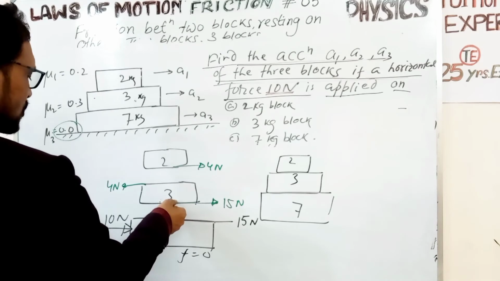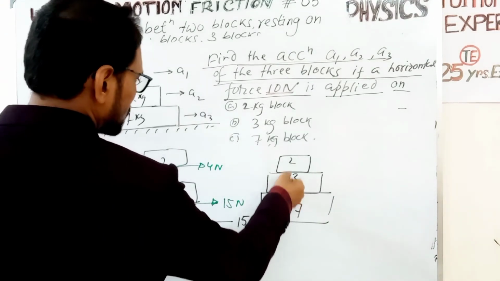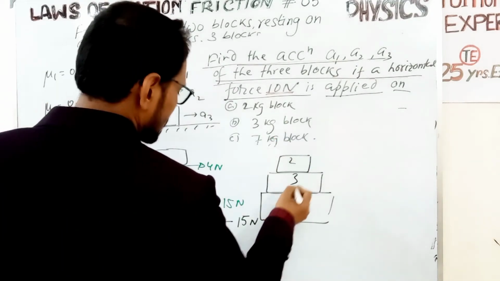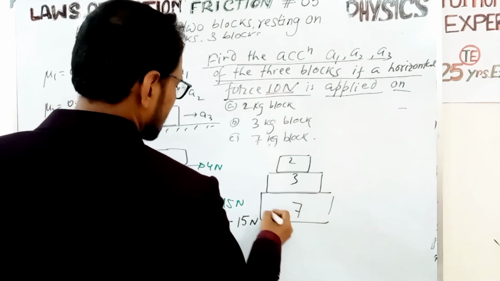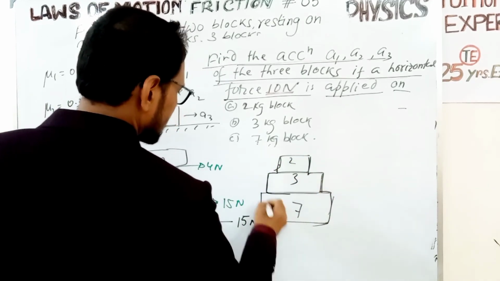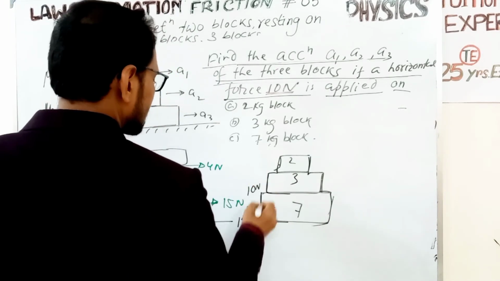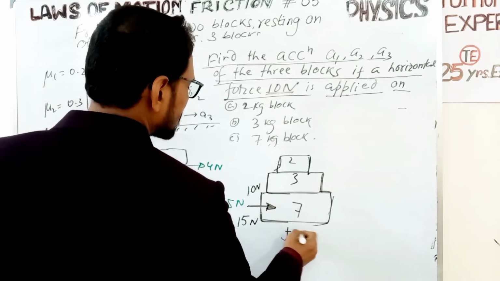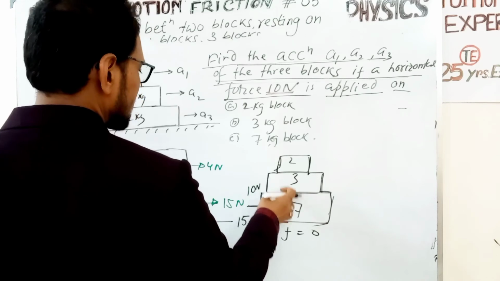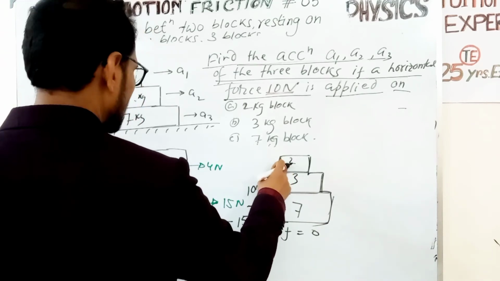Now 7 doesn't move over the 3, that is 3 2 and 3 and 7, the whole 3 blocks, the 3 blocks move together. Now taking the 3 blocks as a whole, 10 Newton acts in this direction, and here friction is equal to 0. 7 and 3 don't move with respect to each other, so as 3 doesn't move, then 2 also cannot move.